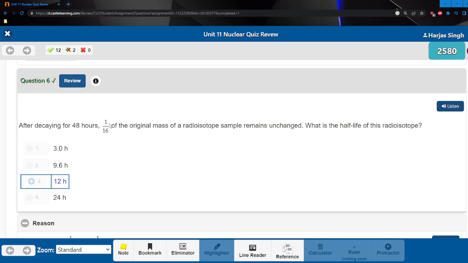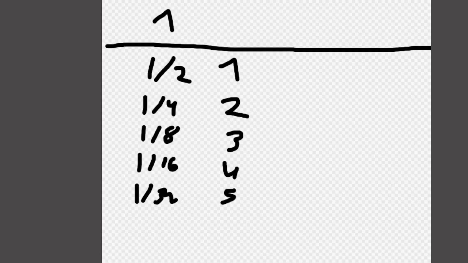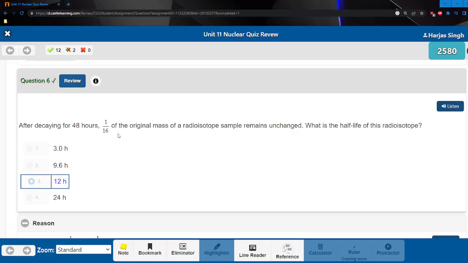But for question 6, after decaying for 48 hours, a 16th of the original mass remains unchanged. Same thing. So if we go back to the chart, which is right here, a 16th of the original mass. So that's after 4 half-lives, right? So you want to go back to the actual problem. Divide 48 by 4. It should give you 12 hours. That's your half-life right there.